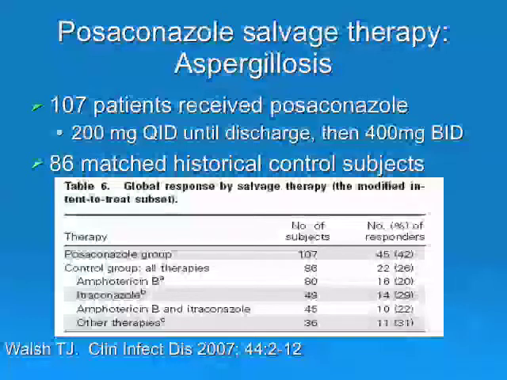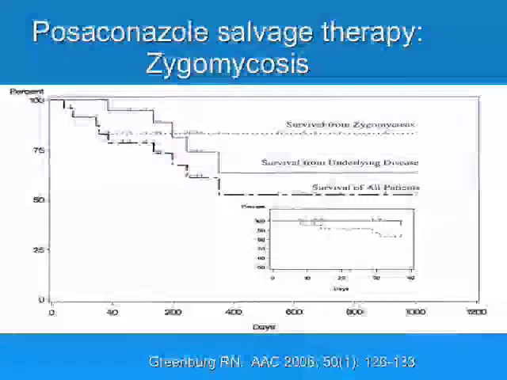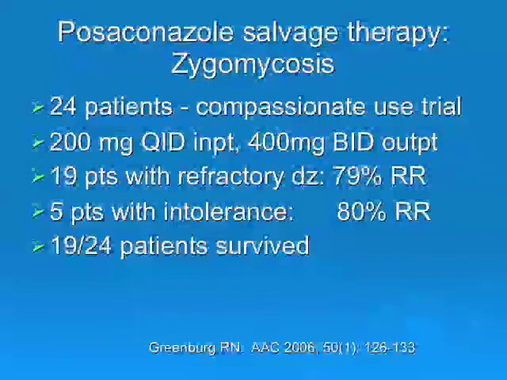Oh, that's Aspergillus. Sorry. Actually, the data was more impressive with zygomycoses in this group than with Aspergillus in a similar kind of study. I'm sorry, this was a very small number of patients, 24 patients, in a compassionate use trial, and they had about an 80% response rate, and 19 out of 24 patients survived. But they had no comparator group, unlike Aspergillus, because they were able to get more patients and actually have a historical control group.